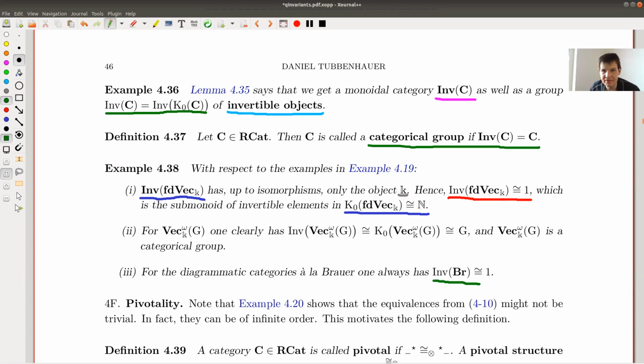Similar for the Brauer category, or any of those diagrammatic categories, there are not many invertible objects. But of course, in our good old friends like G-graded vector spaces, a G-graded vector space is a categorical group, right? This is how it's built. The dual is inverse anyway. And this whole setup of categorical groups is a generalization of this example. That's how you should think about it.